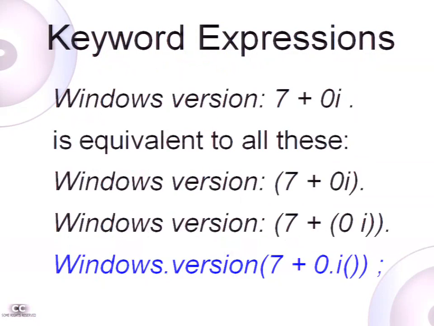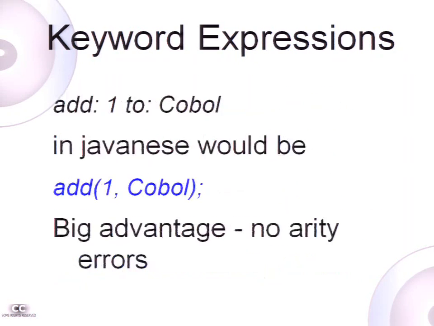Keyword expressions. So Windows version: 7 plus 0i, right? The fact that I'm using an imaginary number as the Windows version is just a coincidence. It's not intentional, right? So again, it means this, right? And again, that tells you that binary expressions bind tighter than the keyword expressions, and all these versions show you, again, the precedence. And if you need more than one argument, then you could write something like this, add: 1 to: COBOL, which would mean this. And that'll evaluate to COBOL 2.0, otherwise known as Java.